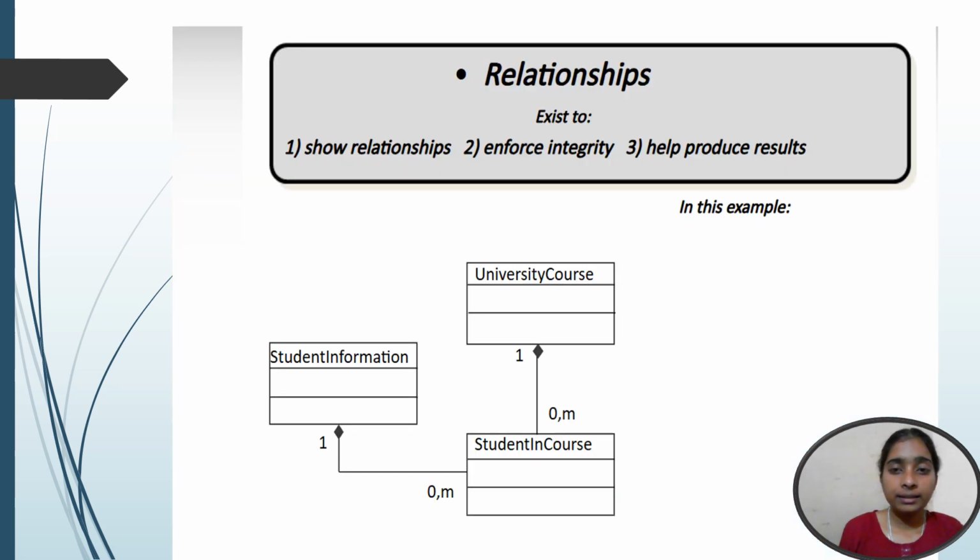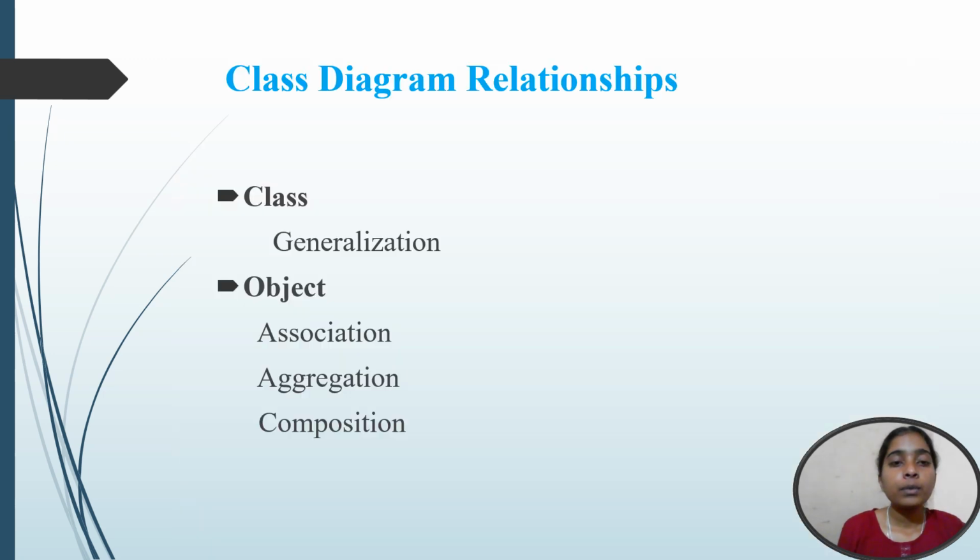Here we can see that relationships exist to show the relationships, enforce the integrity, and help produce the results. In this example, we can see that the student and course consider the information about the student and also the university course, hence they are related to each other. In the class diagram, the relationship in the class is generalization, while among objects it is association, aggregation, and composition.